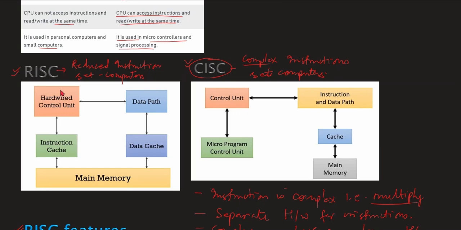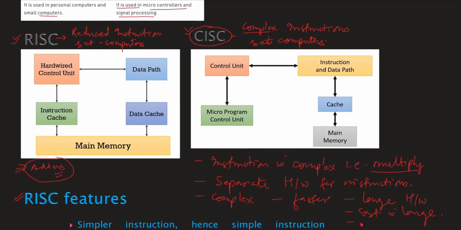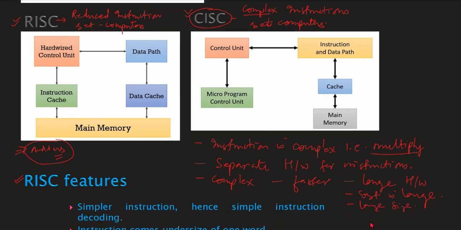RISC type of processors will be performing the operations with a common hardware. There is no separate hardware for each instruction. If you want to perform a multiply in RISC, it will be using the adders only. Adders are sufficient to perform multiplication also. Adders can perform subtraction, division, multiply, all the operations. So one hardware will be performing the operations, and in terms of size, it will be reduced. Here in CISC, a large number of hardware units are there, so the size is large.